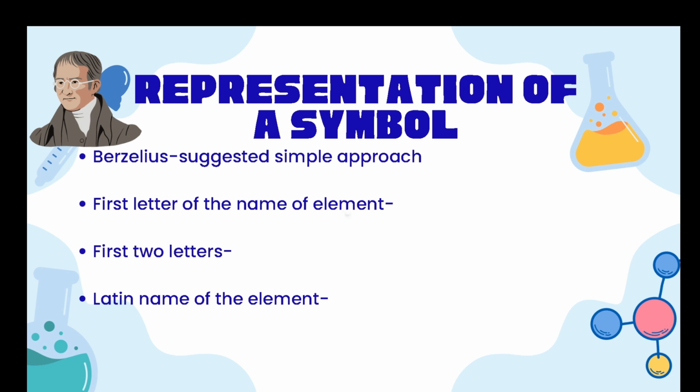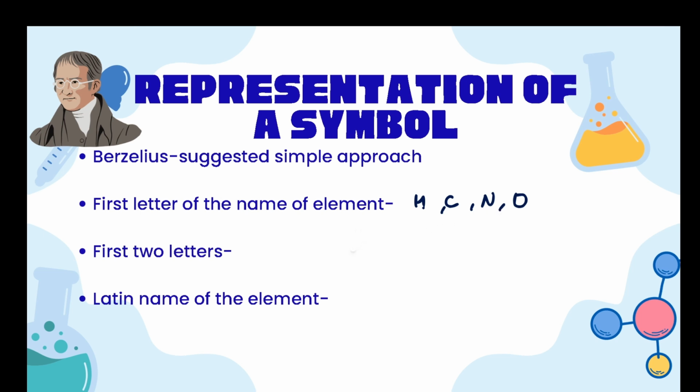Later on, Jacob Berzelius gave a much simpler idea. His approach was to use letters instead of drawings. So what was his approach? Firstly, he said to use the first letter of the name of the element, like hydrogen, carbon, nitrogen, oxygen. These are all the first letters of the names of the elements, which can be used as symbols.